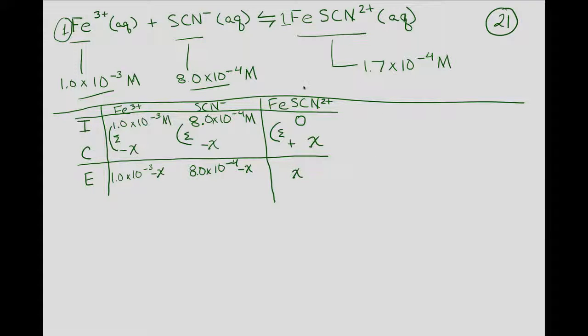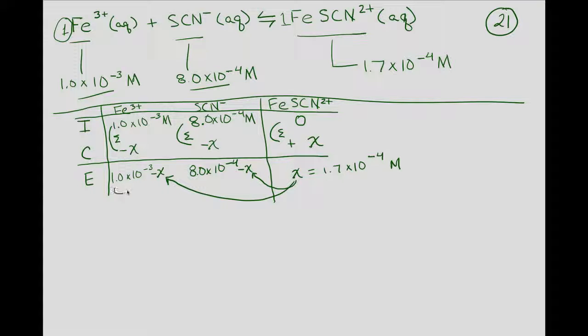Okay, so they're giving you the concentration for FeSCN2 plus at equilibrium here. So they're already telling you that x is something. So you say x is whatever value they have there. So 1.7 times 10 to the minus 4 molar. Now what we're going to do is plug this x into here, and we're going to plug it in into there.